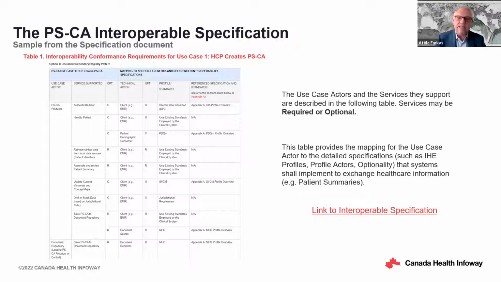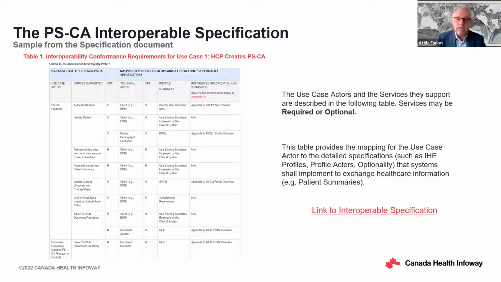So we call it the PS.CA producer. It lists the actions that the service should support, whatever system creates this patient summary. And you have authenticate the user, identify the patient, pull their data from wherever you have to, assemble it, review it, check for terminology, and then upload the generated summary to a central service, right? And then there's an optionality and the required type of designation for each of these services.